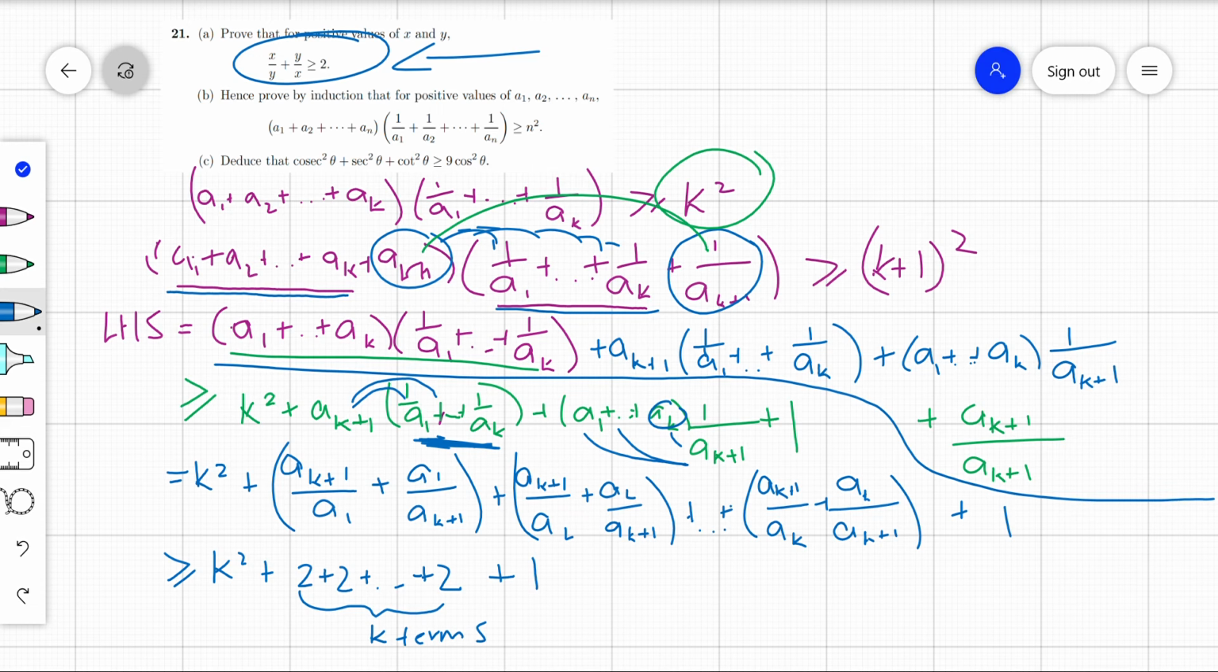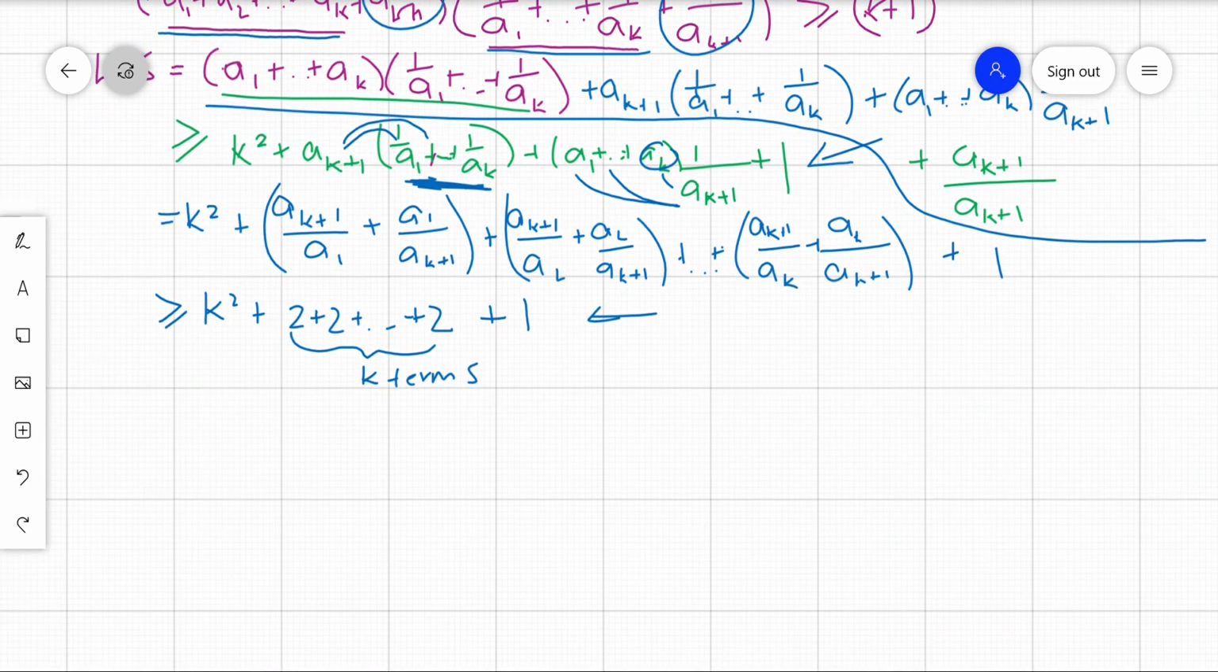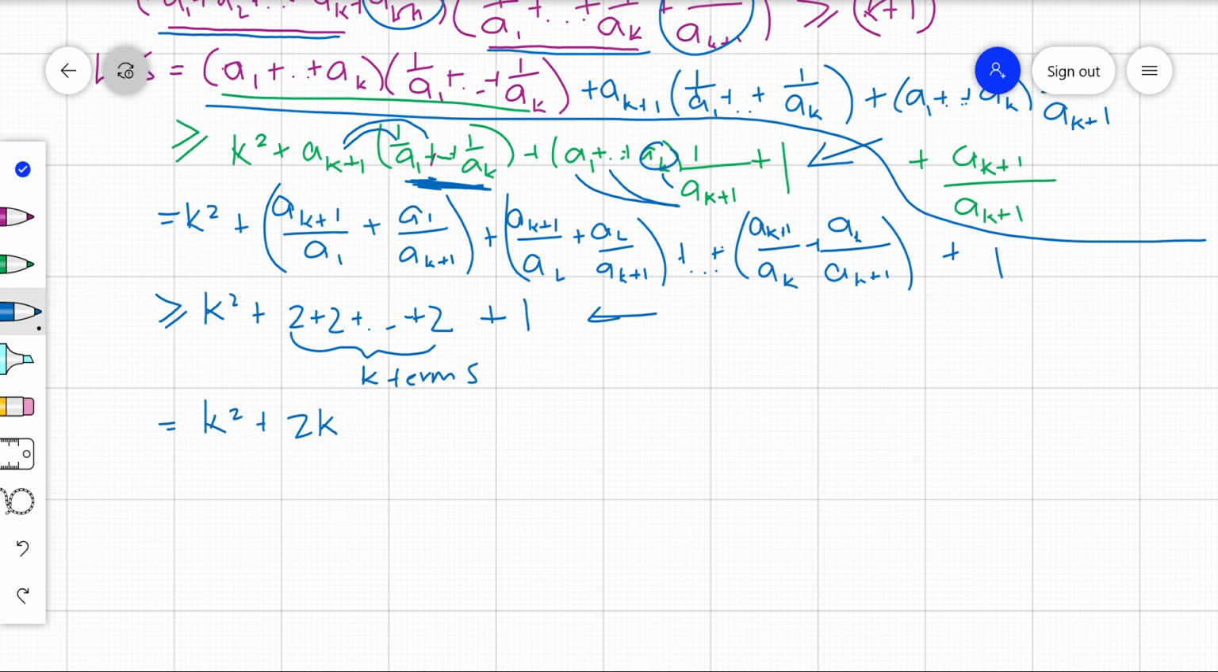So we can simplify that. In this line here, we used our P(k). In this line here, we're using our result from part A. So just make sure you do note when you're doing things like that, which I haven't done. Alright, so this would be k squared. We've got k lots of 2's and 1, and that is equal to our (k+1) all squared.